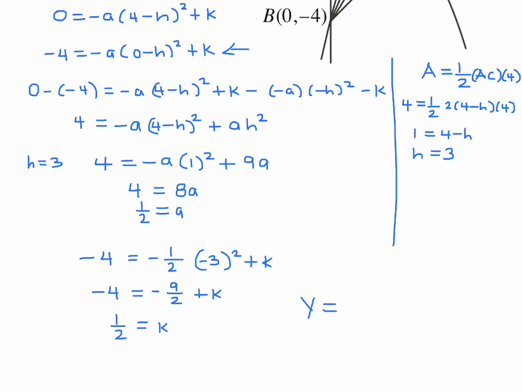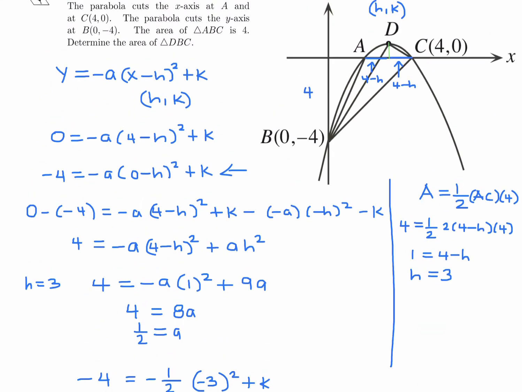So grand finale, well, almost grand finale, is that we have the full form of the equation. It's minus a half (x minus 3) squared plus a half. That's the equation of that parabola. Okay. Now, we have to figure out the area of DBC. So this triangle right in here, D down to B to C right here.